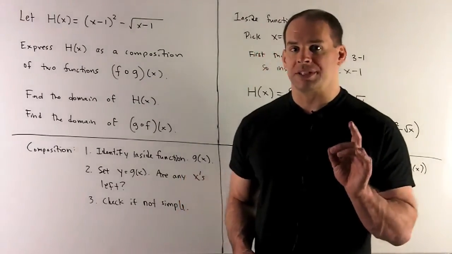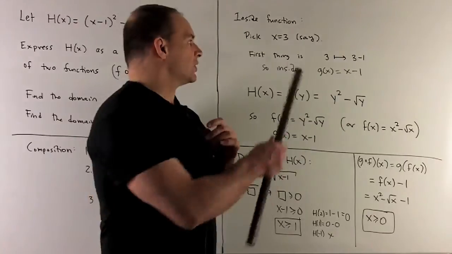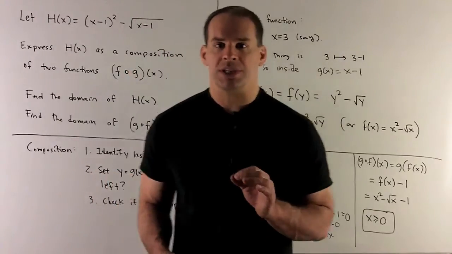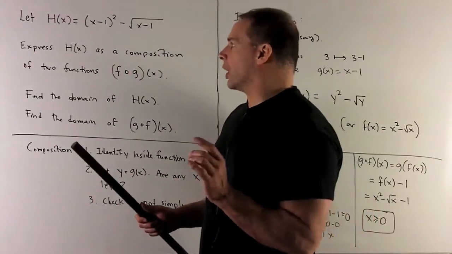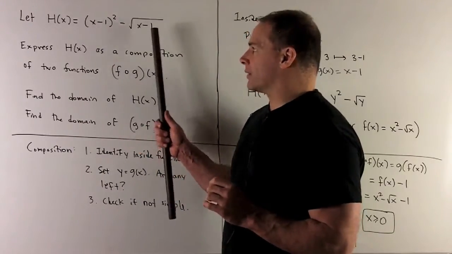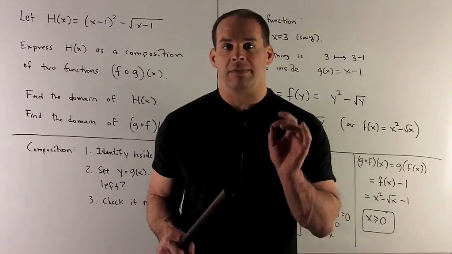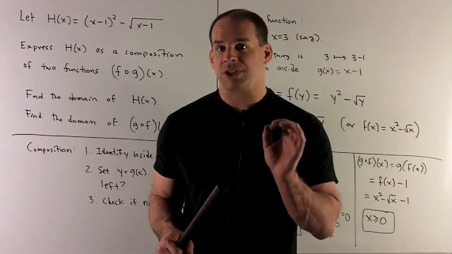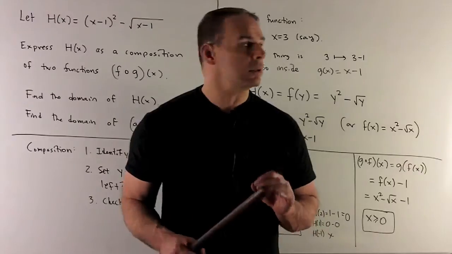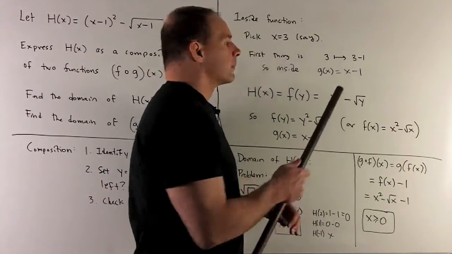Now, what's the inside function here? You can pick your favorite number, say 3, and see what happens when you stick it into your h. So, what's the first thing we do? I'll have to compute 3 minus 1 in two different spots. So, the inside function is going to be the very first thing that we do. That's going to be x minus 1. So we'll have g of x equals x minus 1.